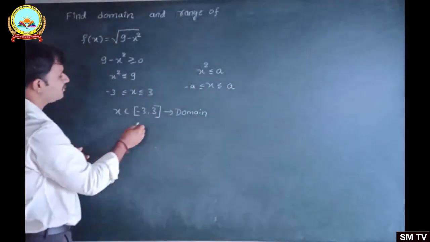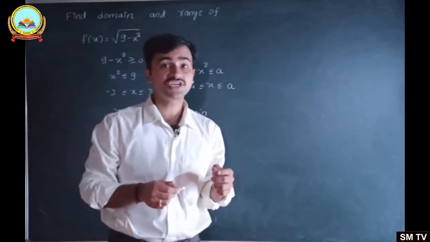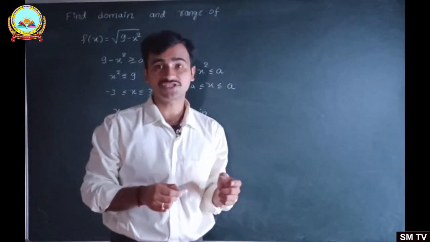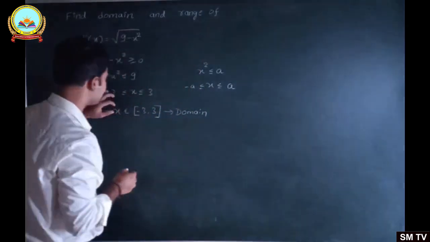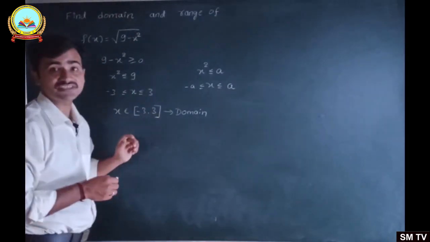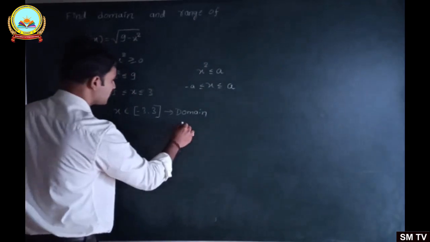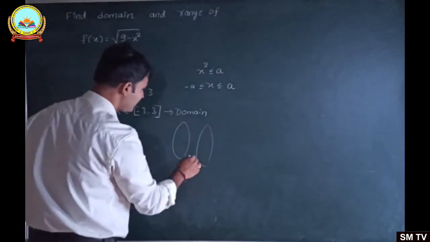We have x belongs to -3 to 3, f of x belongs to what? x means input domain, f of x means output range. Okay, so if x belongs to -3 to 3, what will be the value of f of x? I said to find range you can use different logics.